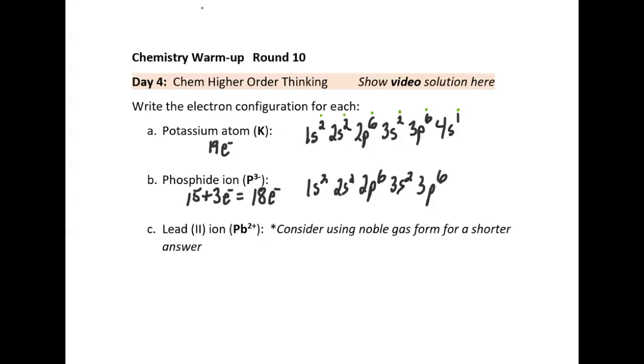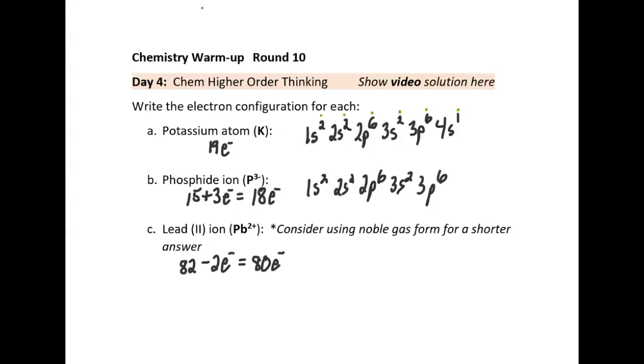Question C, the lead-2 ion that has the symbol Pb with a +2. Lead is atomic number 82, so a regular lead atom has 82 electrons. But this is a lead ion with a +2 charge. It has a +2 charge because it has lost 2 valence electrons. The lead ion has 80 electrons.